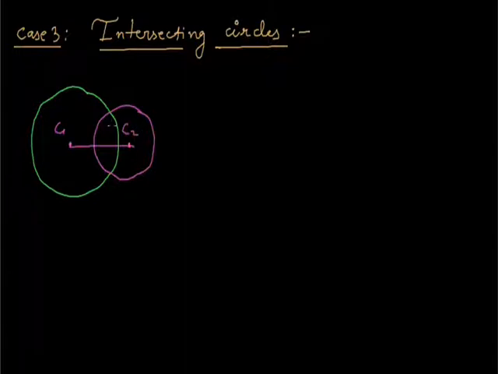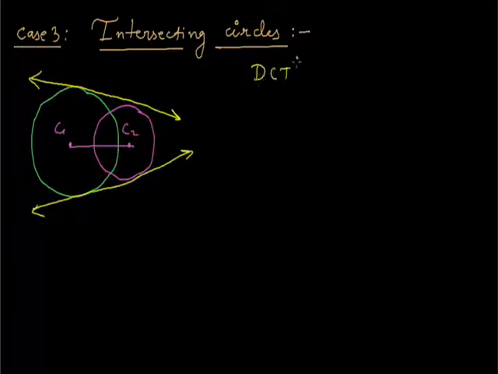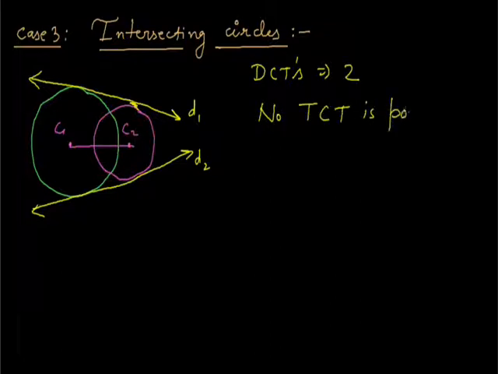Now let us talk about the direct common tangents and the transverse common tangents. As you can see, the direct common tangents can be like this and like this. So in this scenario, how many direct common tangents will be there? 2, D1 and D2. But you can see over here that no transverse common tangent is possible. So we will write no TCT is possible.